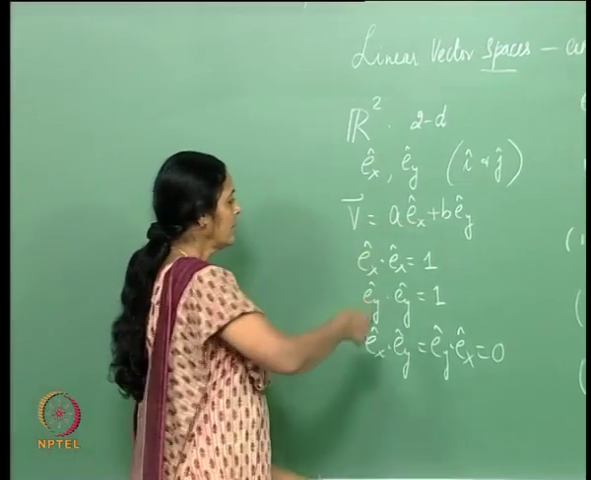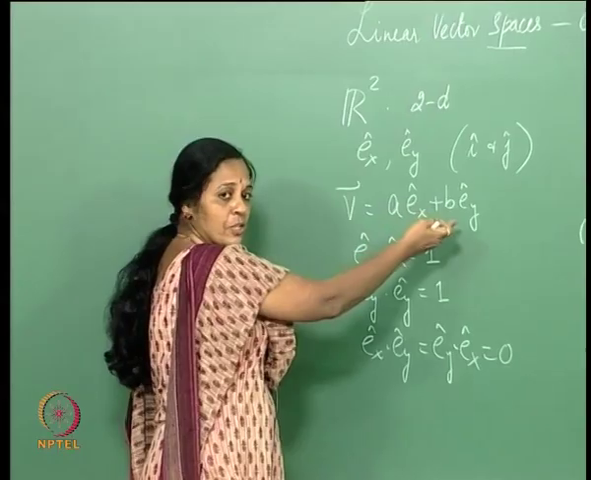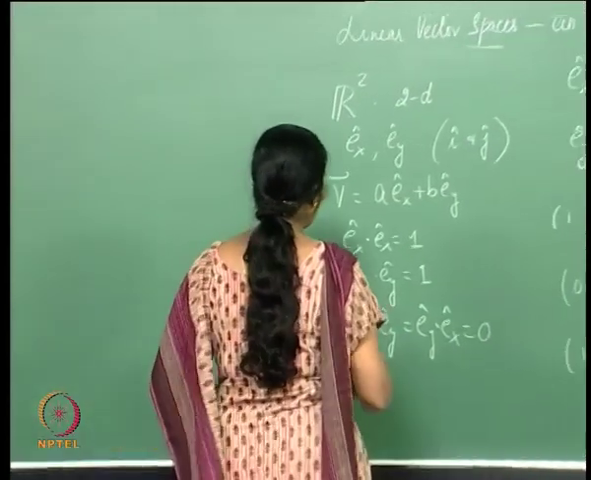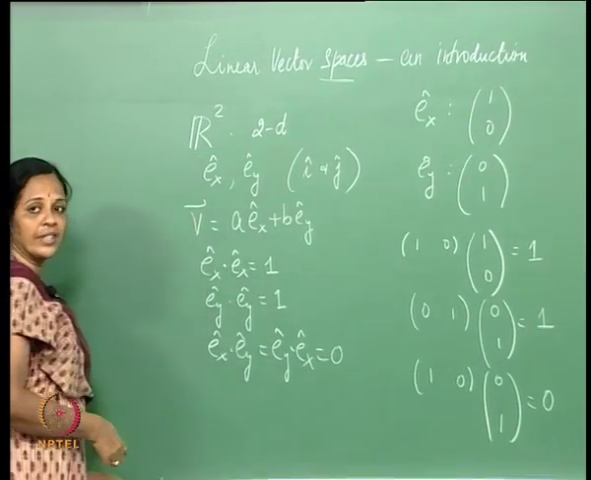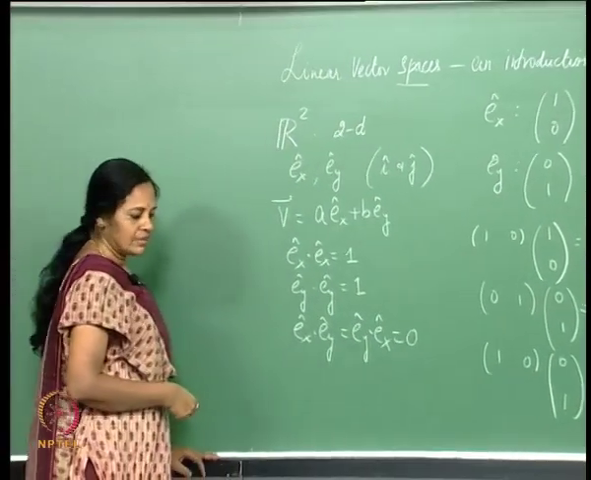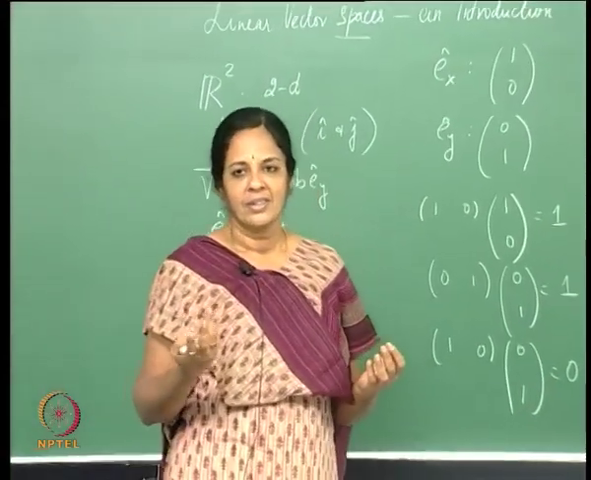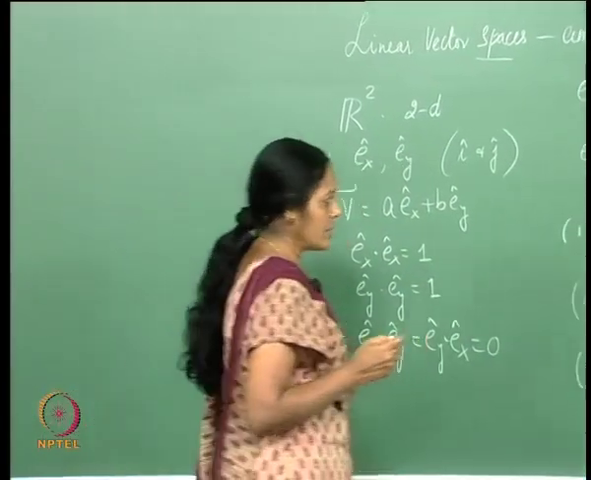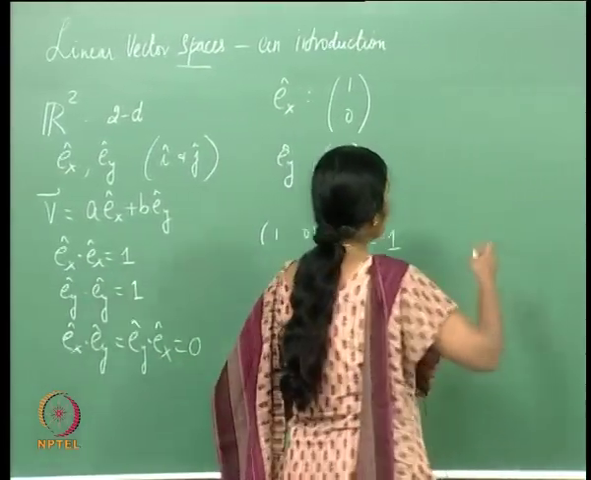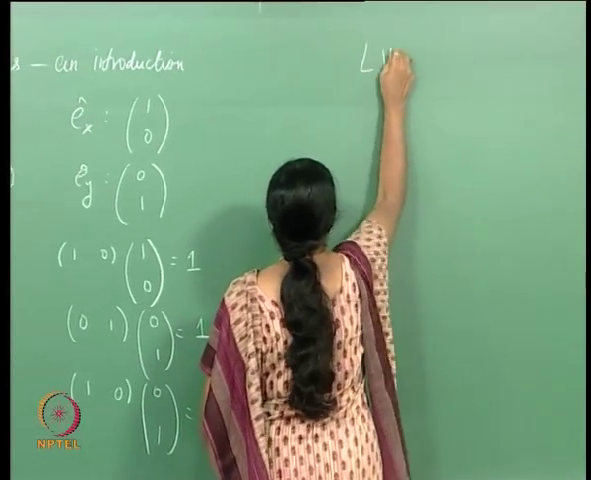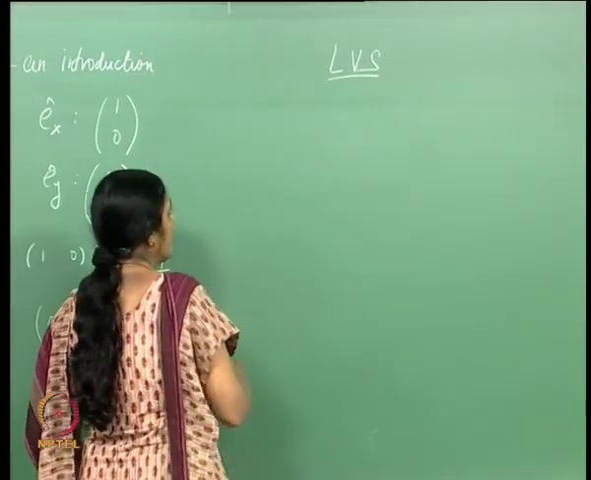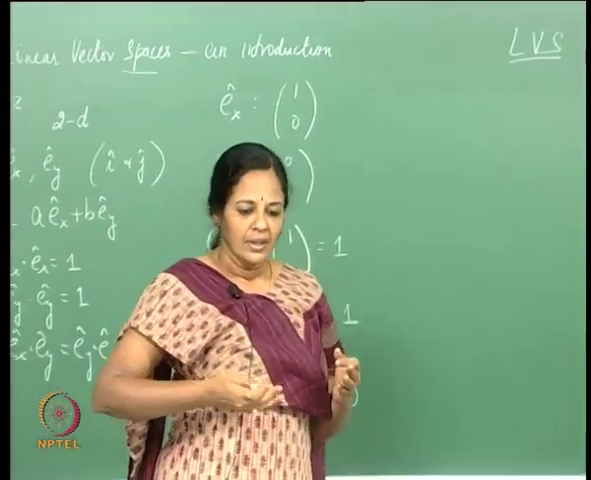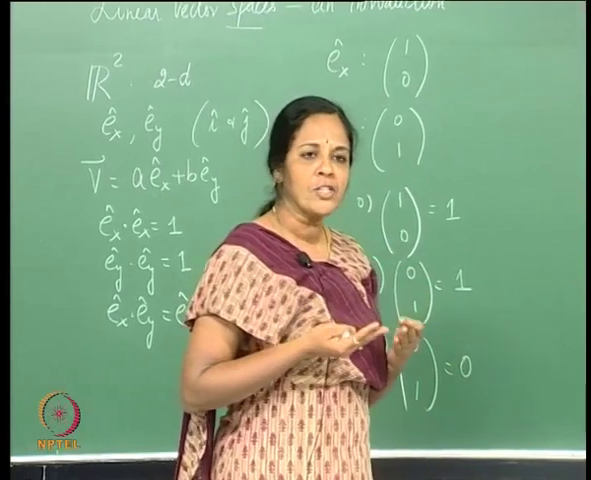All these vectors, which can be expanded as A times Ex plus B times Ey, A and B being real constants, real scalars, are states in the two-dimensional linear vector space R2. So basically, what are the properties of a linear vector space? I've started with giving you an example of a linear vector space, the simplest that I can think of. So what are the properties of a linear vector space? I have to define what happens to states in this linear vector space when I do addition or when I multiply by a scalar.